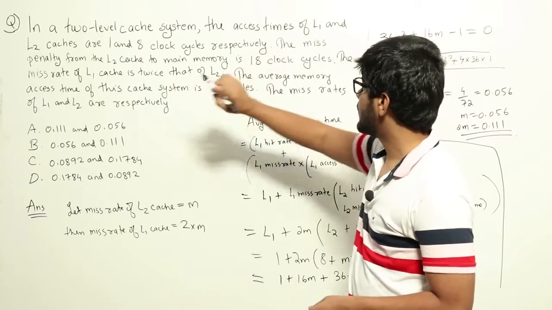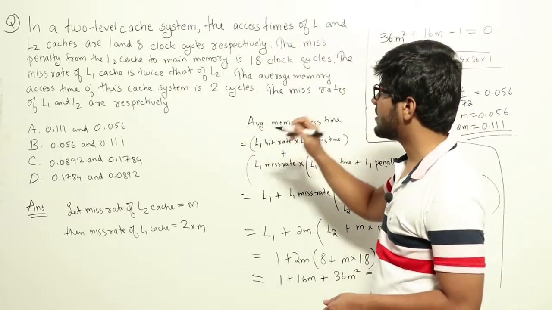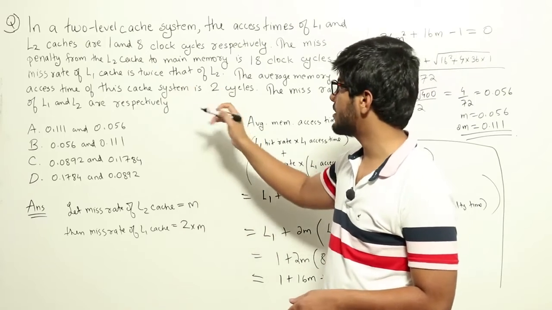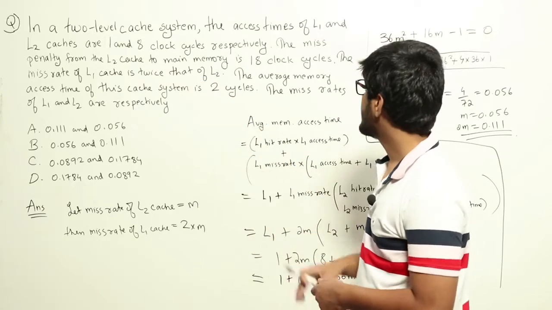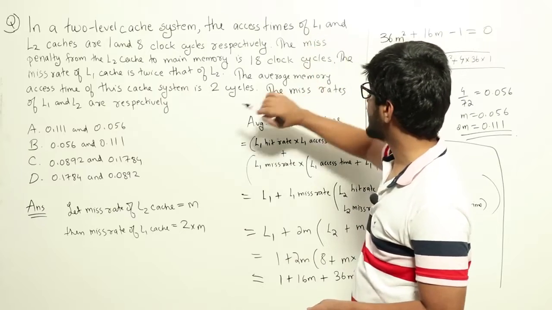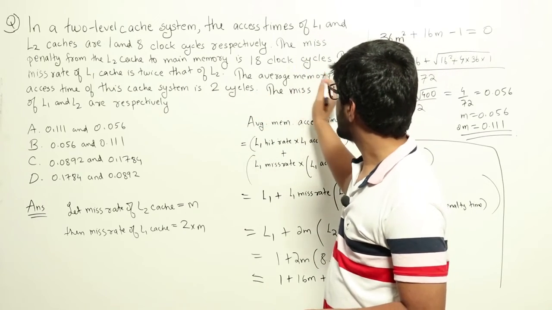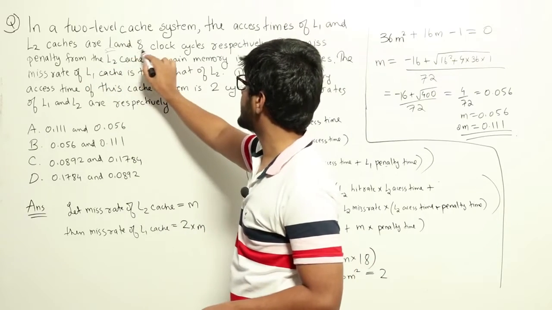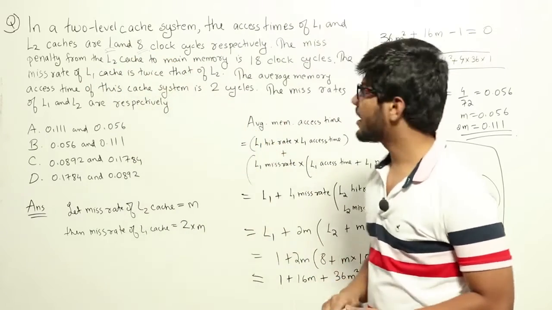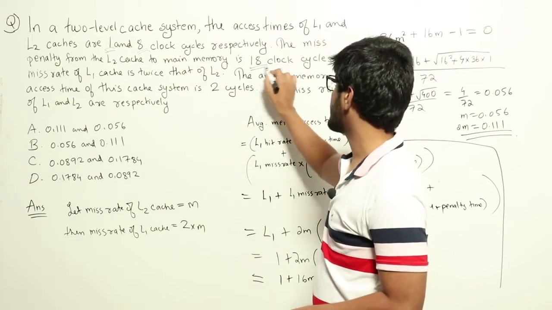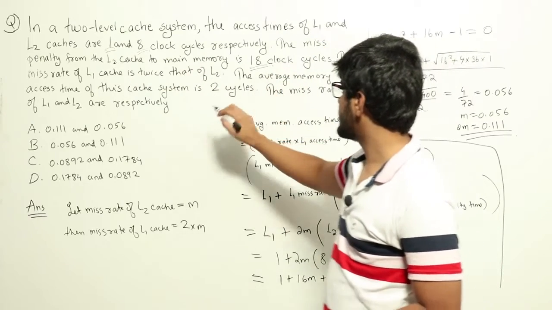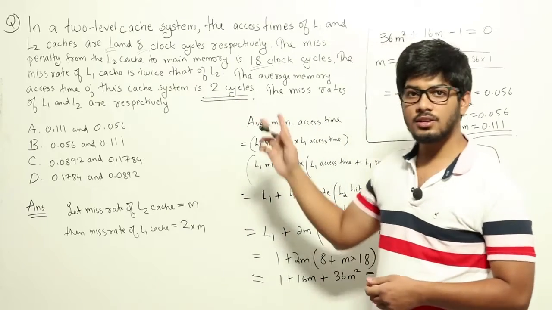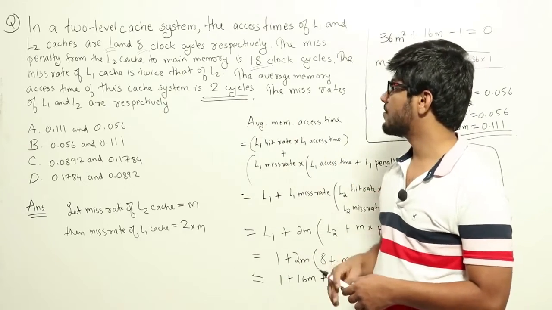Here we have been given an L1 L2 cache system, which means that initially there will be an L1 cache. If it's not there in L1, we'll look in the L2 cache, and if it's not there in L2 also, then we'll look in the main memory. They have given that the access time of L1 cache is 1 clock cycle, the access time of L2 cache is 8 clock cycles, and if it's not there in L2 cache, going to main memory will take 18 clock cycles. The average memory access time is given as 2 clock cycles, and the miss rate of L1 cache is twice that of the miss rate of L2 cache.